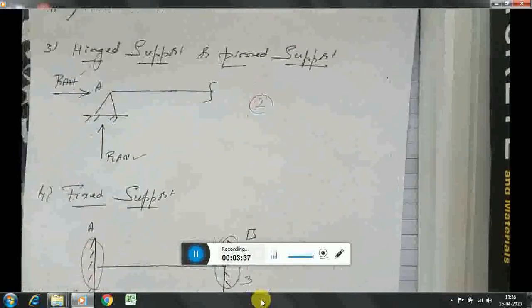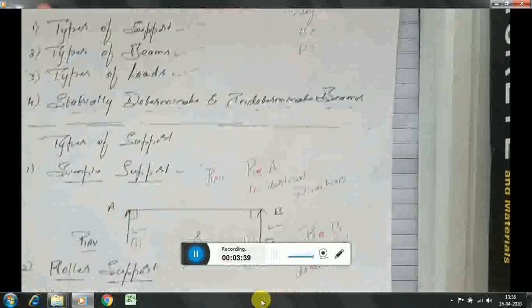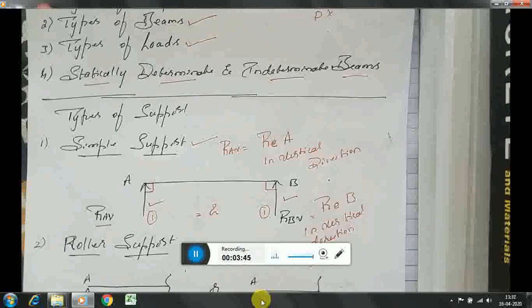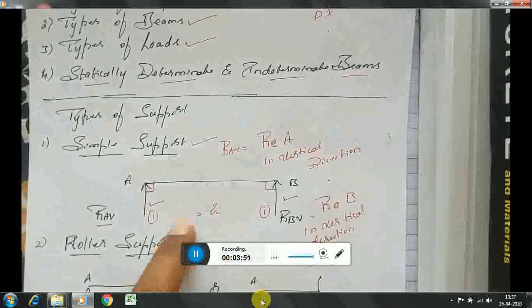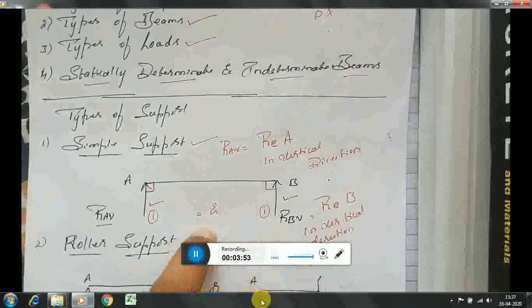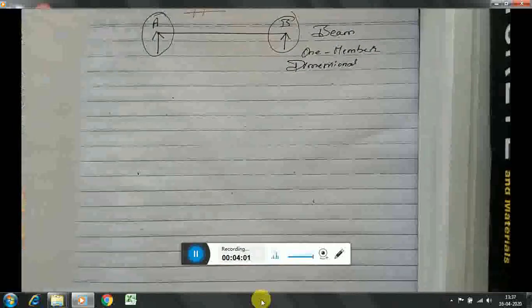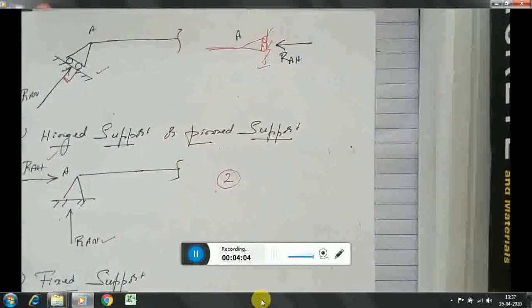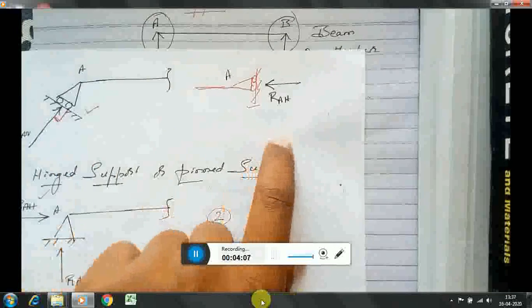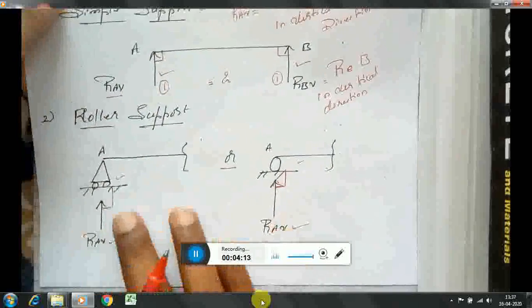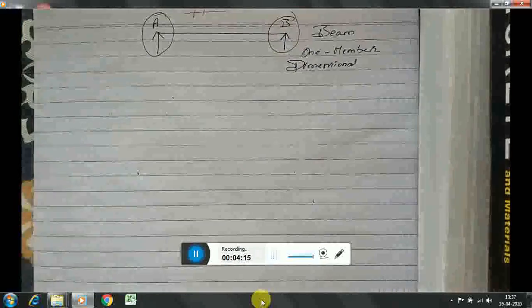Once again, I will summarize what I have discussed here. Supports are a very important component of this chapter. The first support is the simple support. It is represented by an arrow and produces only one reaction at a particular point. So in this diagram, simple support at A and simple support at B give totally two reactions. The roller support is represented like this. It also produces a single reaction at a particular point. The roller support can be kept in the vertical, horizontal or inclined direction. It can be kept in any fashion.